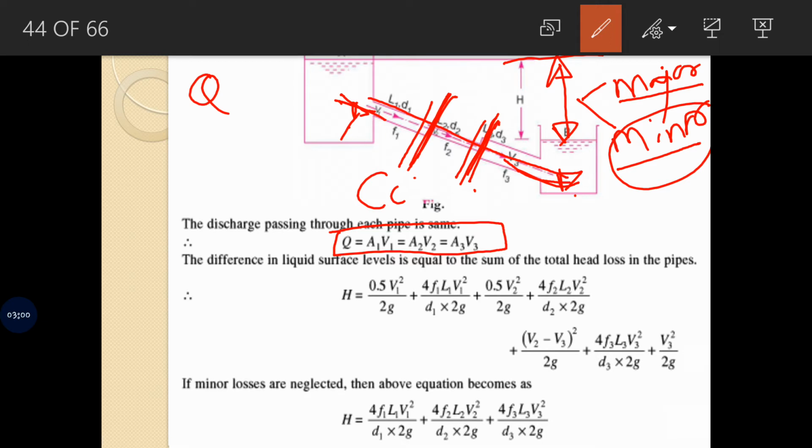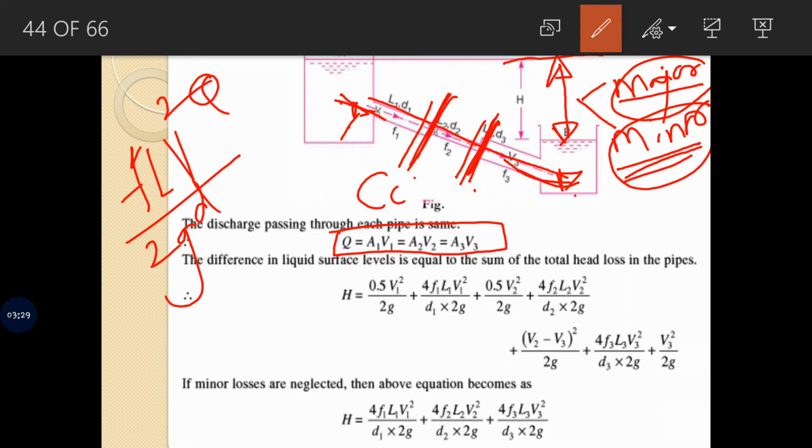Here at the expansion we are going to have the equation as v1 minus v2 whole bracket square divided by 2g, and at exit we are going to have the equation as v square by 2g. This is all about the minor loss. And let's see about the major loss. Major loss is given by the Darcy-Weisbach equation, which is nothing but FLV square divided by 2gD. So this is the equation for the major loss.